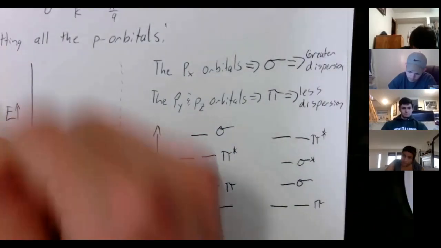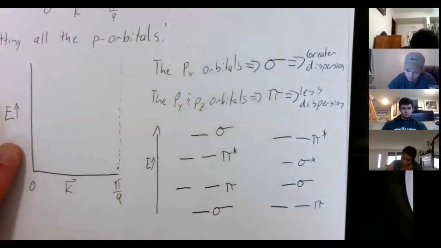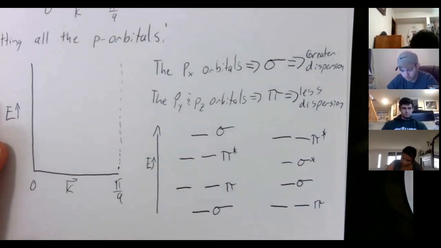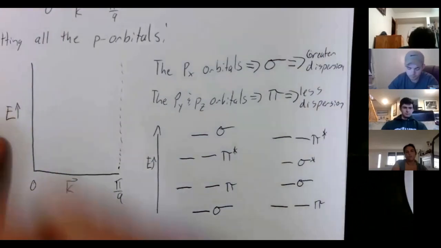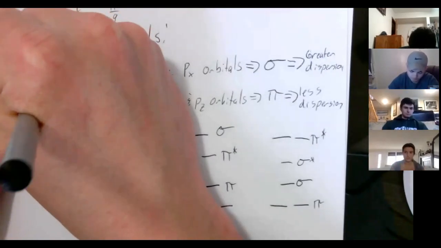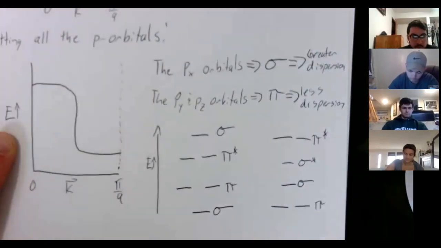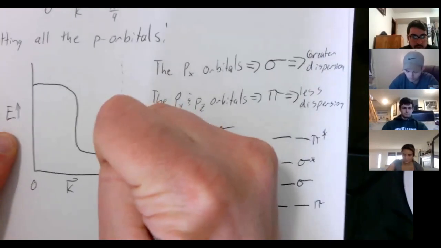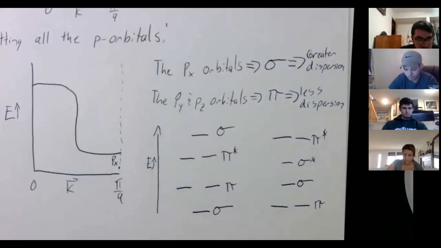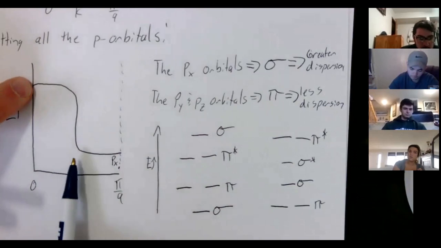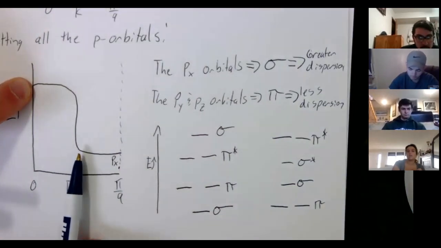let's say I draw my px orbitals. In which way should they run? Should they go from high to low or low to high for the px? High to low. Yep, high to low. Let's say I draw it that way. So this is the px. What should my py and pz look like? The other way.